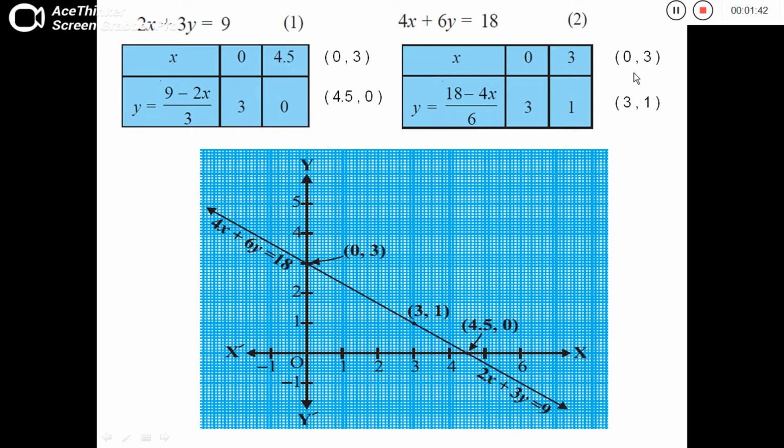Okay, now see the second equation. The first point is (0, 3) and the second point is (3, 1). When you draw the line of this equation 4x + 6y = 18, you will observe that both the lines are overlapping each other. Therefore, it means they have infinitely many solutions. It means the equations are consistent because they are giving the solutions.